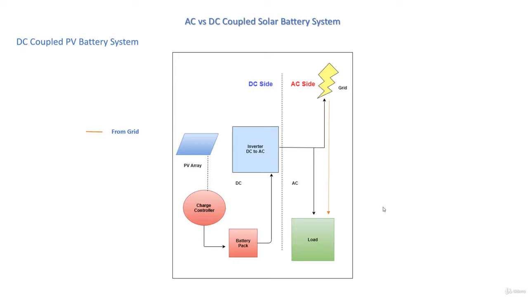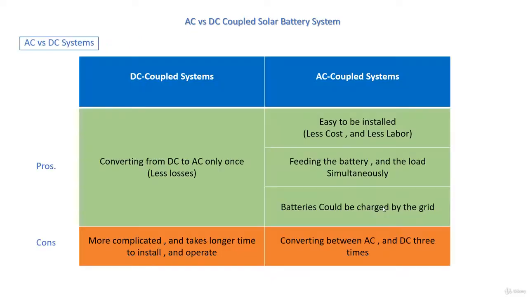In a DC coupled system, DC solar electricity flows from PV panels to a charge controller and into batteries. No conversion of DC electricity to AC electricity happens until the battery is fully charged. Now let's talk about some pros and cons.